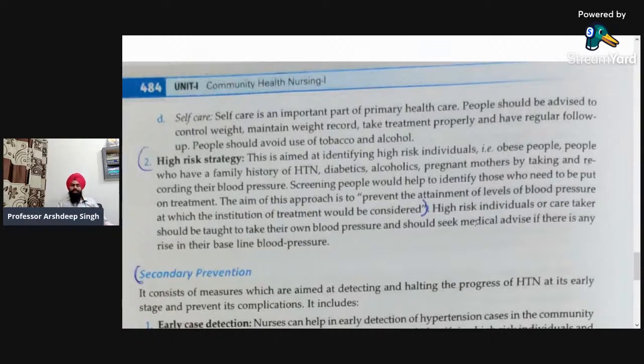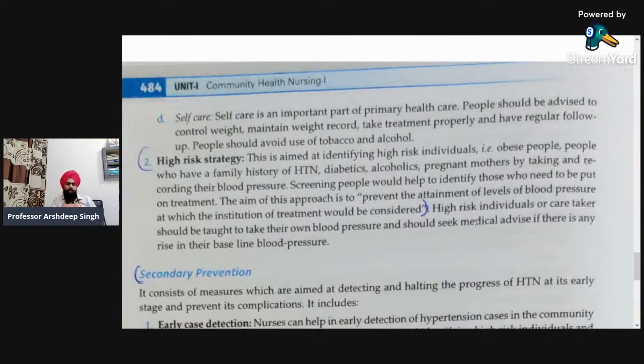So people should be advised to control weight, maintain weight record, take treatment properly, take proper diet, and do exercises. Thanks. So that was about the population strategy. Next is high risk strategy. That will include the people who are at high risk of having hypertension.